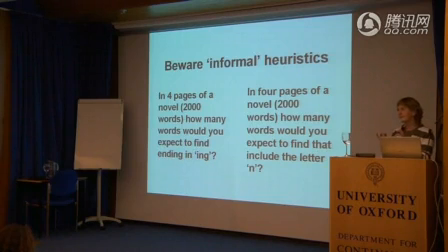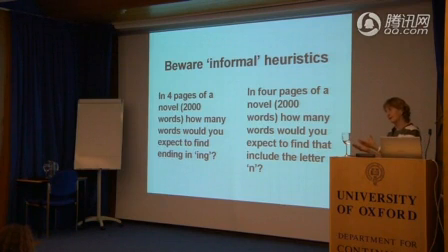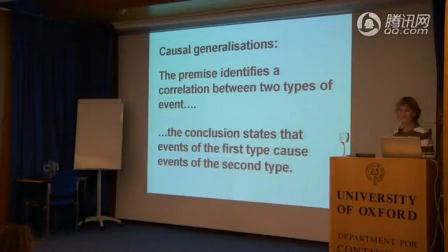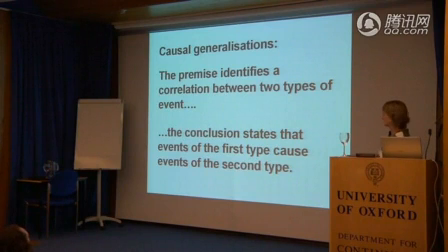Okay, and as I said, all inductive arguments are based on inductive generalizations, and so that little way of testing things can be used for all of them. Let's look at causal generalizations. A causal generalization is a type of inductive generalization. The premise identifies a correlation between two types of events, and the conclusion states that events of the first type cause events of the second type.